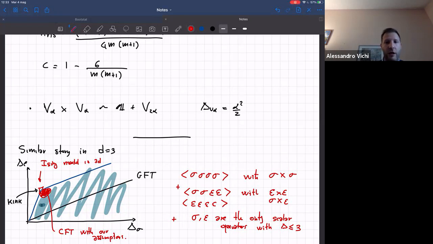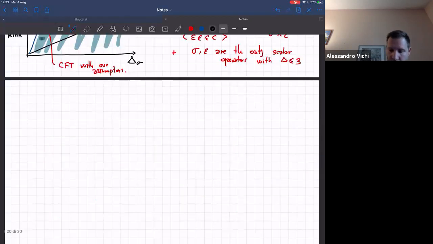Just to give you a sense of how small this island is, because from this picture it looks very, very large. But as I said, you can always increase the search space of the functional. You can use more powerful computers. Just to give you a sense, the most precise determination of delta sigma and delta epsilon looks something like this. Then I will conclude.